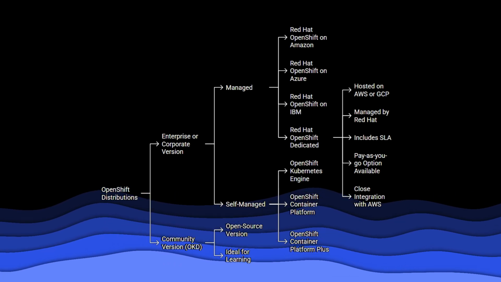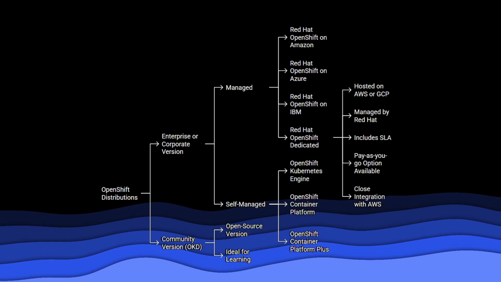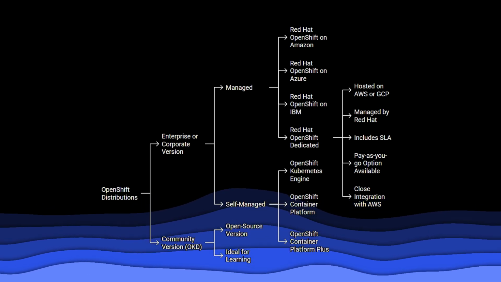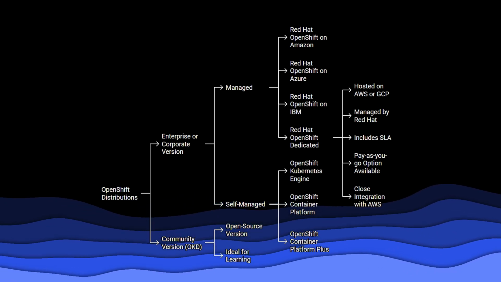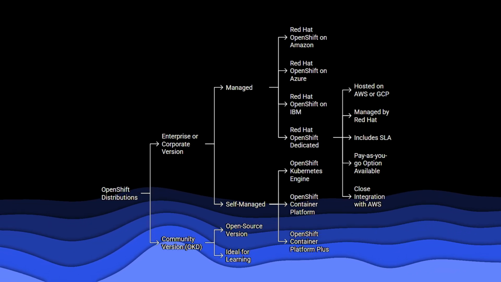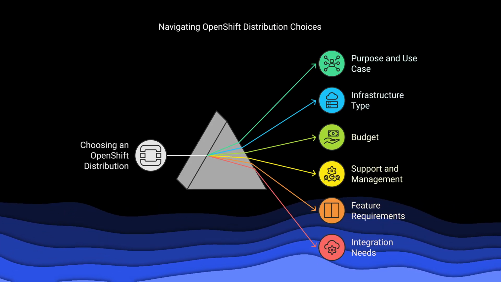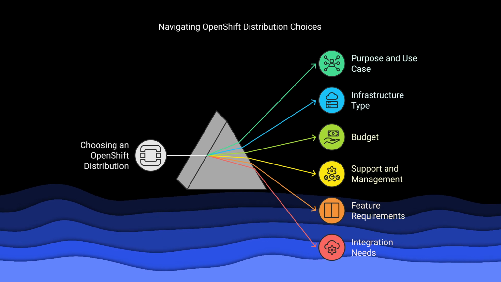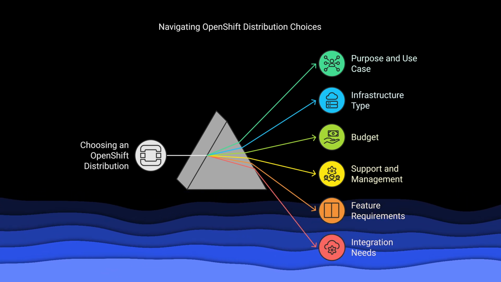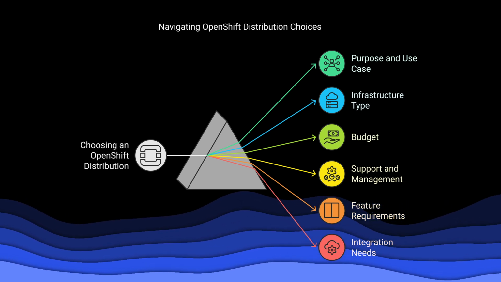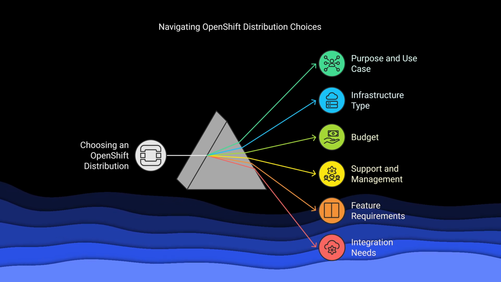Okay, so we've covered a lot of ground. We started with that initial fork in the road, enterprise versus OKD, and then we've explored all these different paths within each branch. We talked about the convenience of managed OpenShift, the control of self-managed, and those different tiers within each. But I think now the big question is, how do you actually decide which path is the right one for you? That's where the real journey begins. It's like we've reached this crossroads, and now we need a map to guide us.